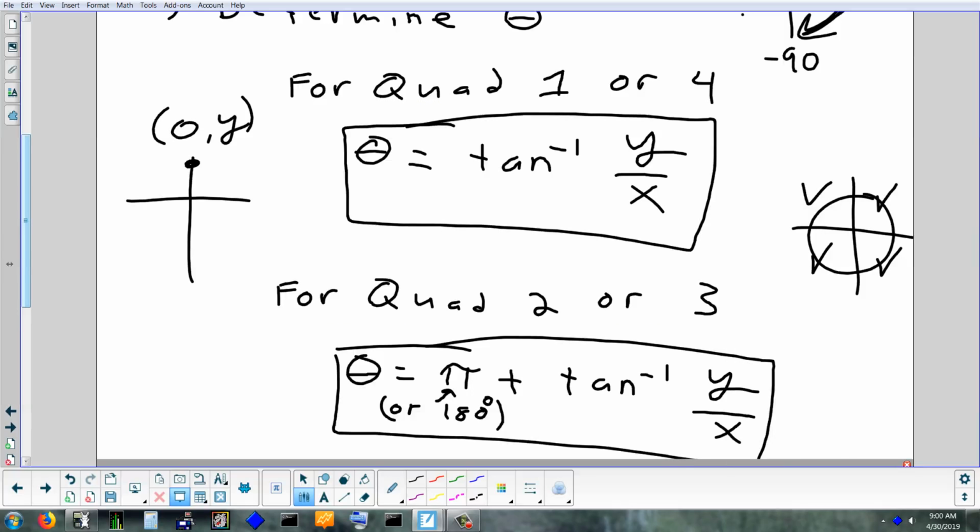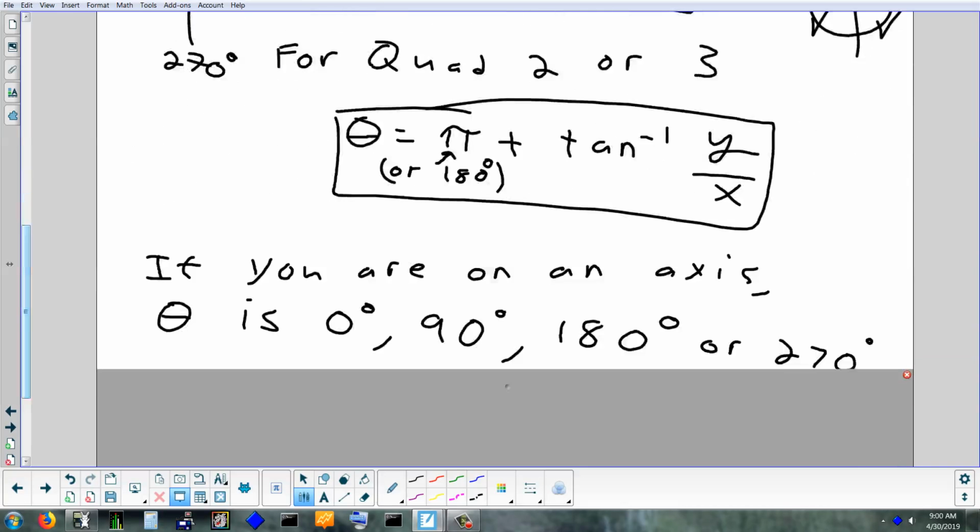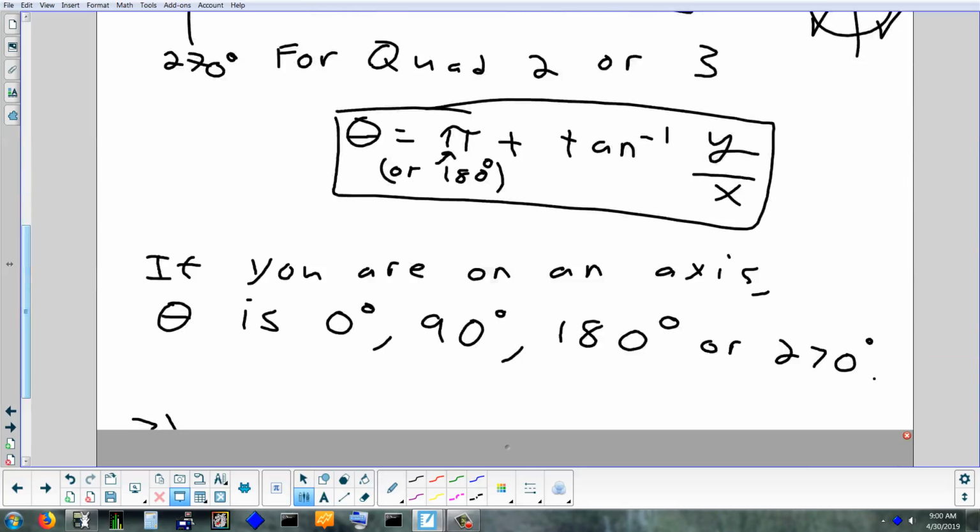What do you do? You just memorize the 4 answers: 0, 90, 180, 270. Right is 0, up is 90, left is 180, down is 270. It's the same way we've been labeling the axes all year. So 0, 90, 180, 270.